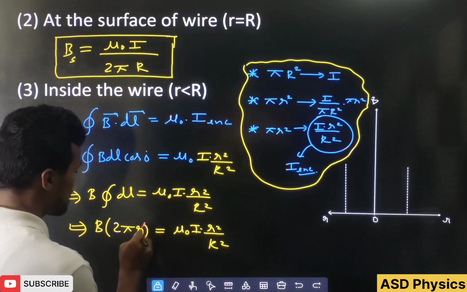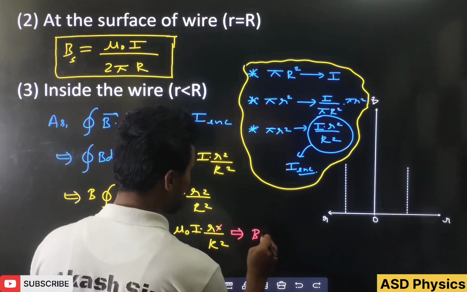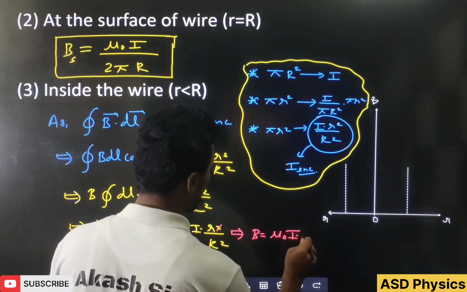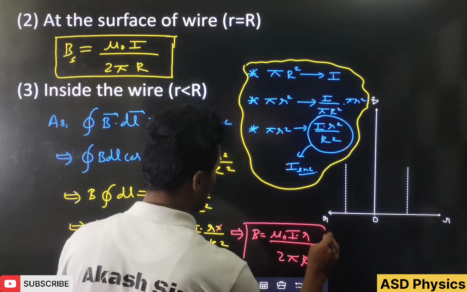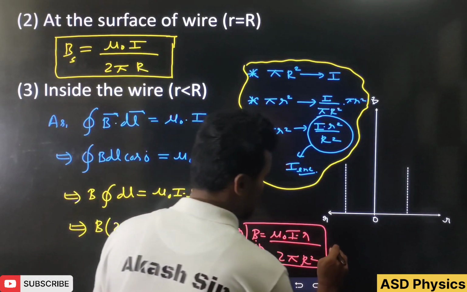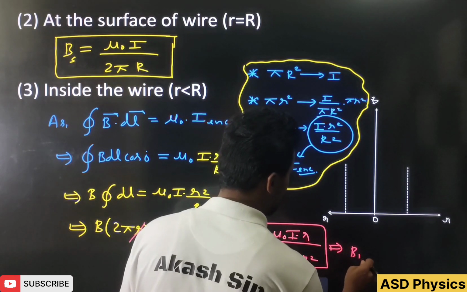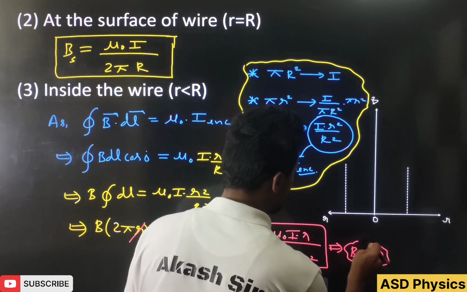What will happen here? This r and this one r cancel. So what will come here? B equal to mu naught I small r by 2 pi capital R square. This is inside. Remember that inside means B in is directly proportional to r. Straight line graph here. Can you see very well?